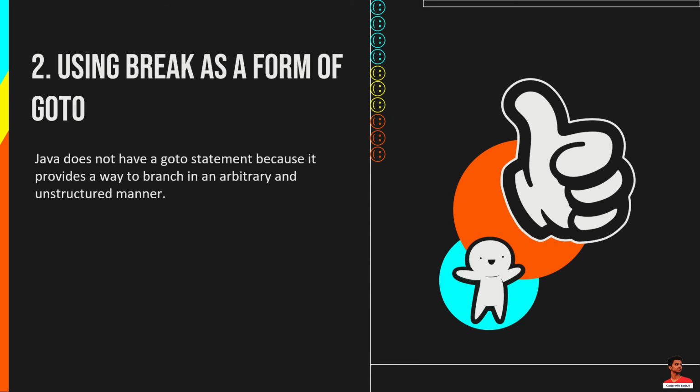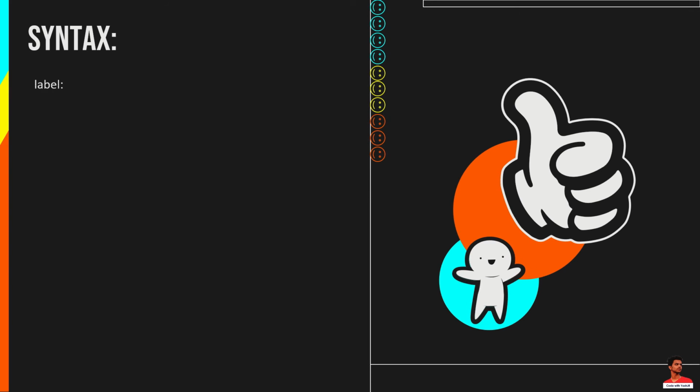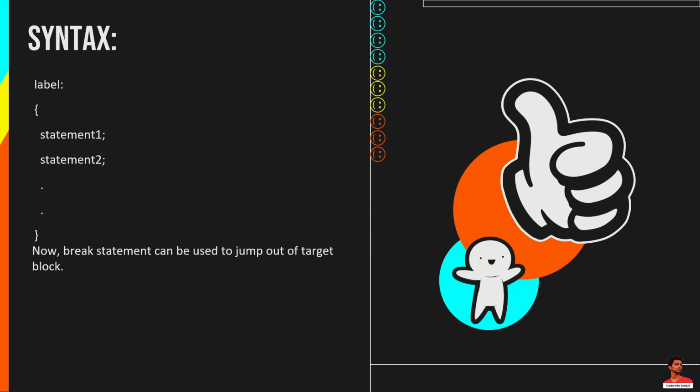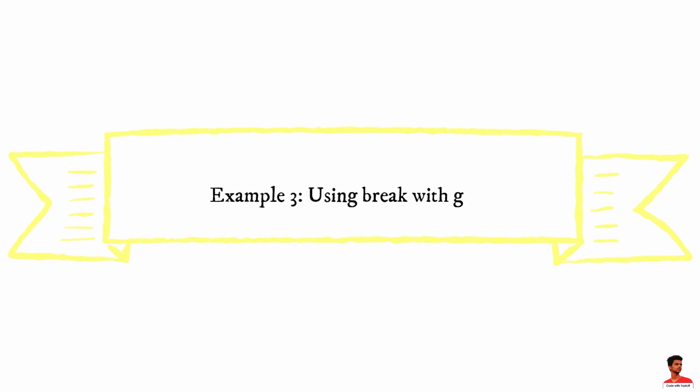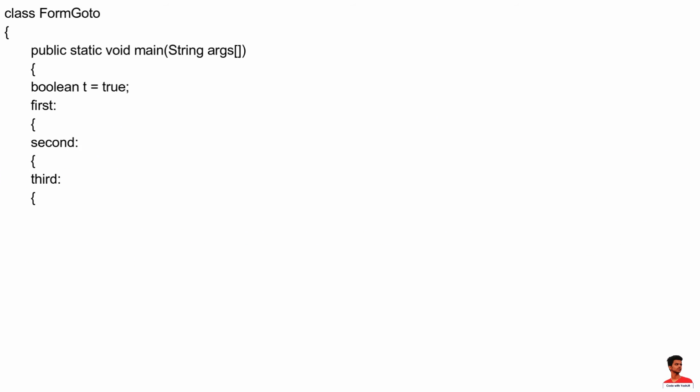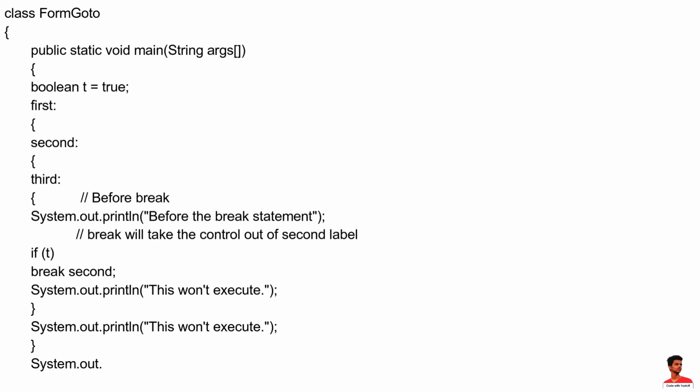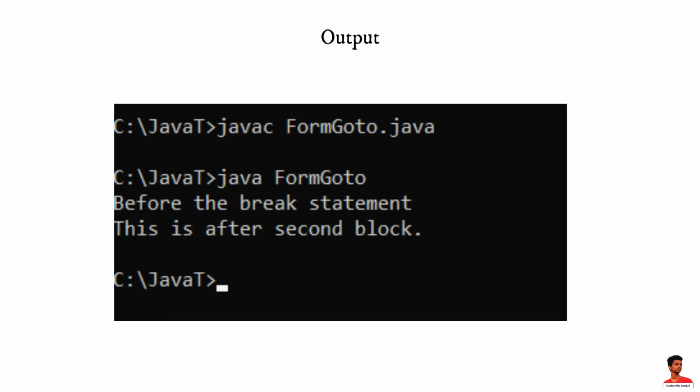Java does not have a goto statement because it provides a way to branch in an arbitrary and unstructured manner. Java uses a label. A label is used to identify a block of code. This is the syntax for using a label. Now, break statement can be used to jump out of the target block. This is the syntax. Output of this program is.